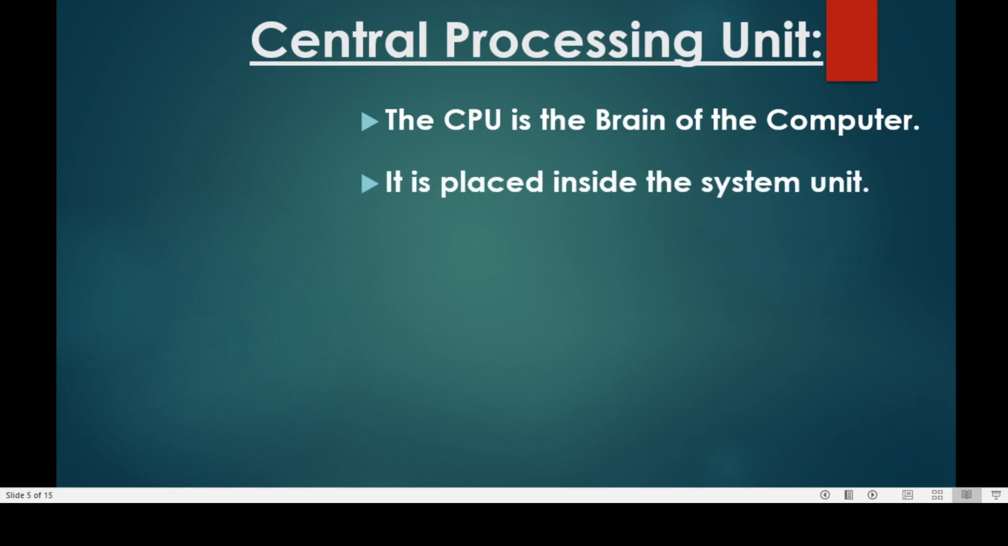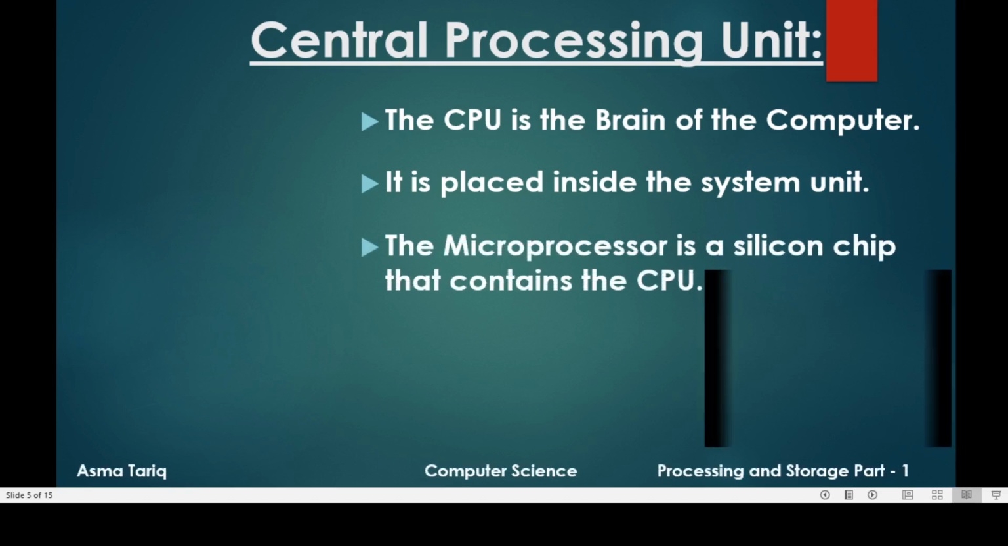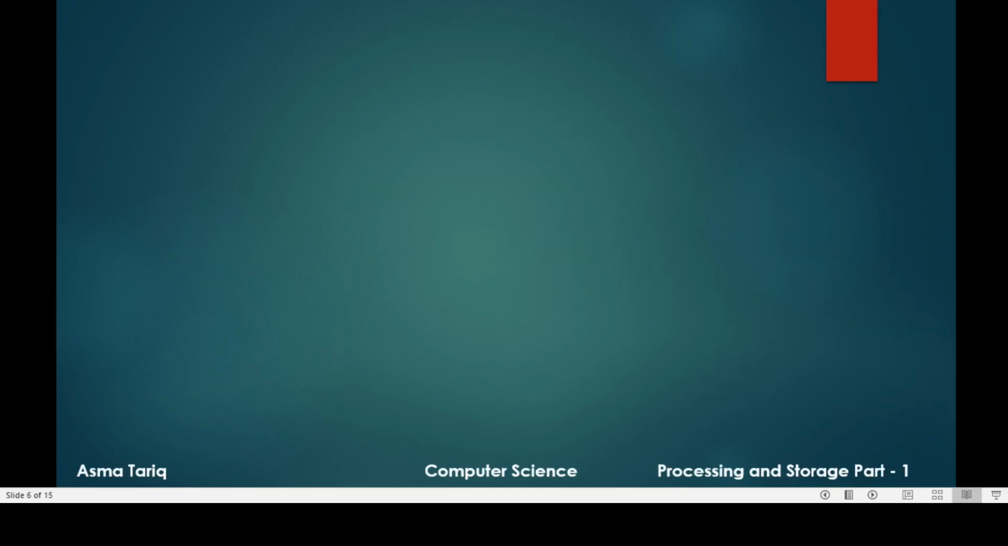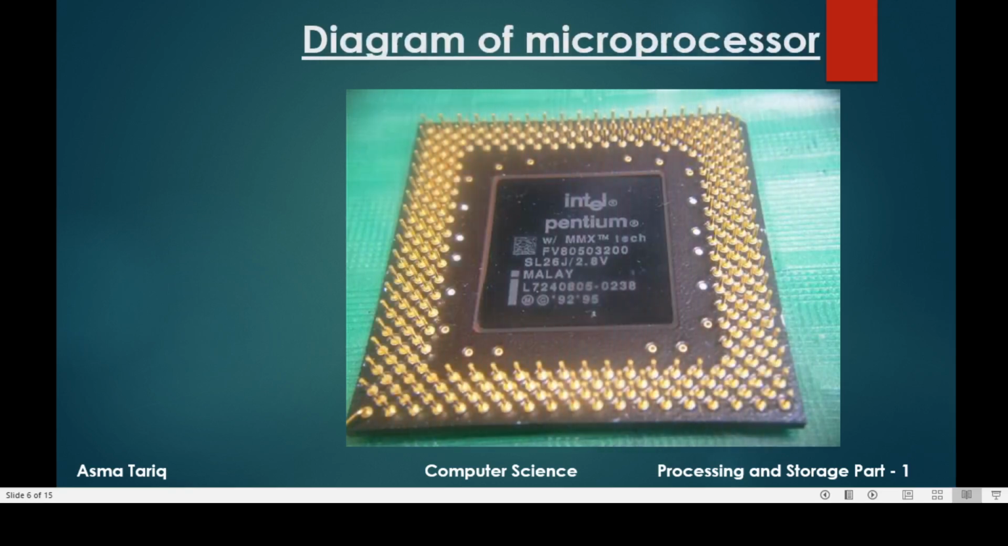The central processing unit is the brain of the computer. It is placed inside the system unit. The microprocessor is a silicon chip that contains the CPU. The CPU is placed inside the system unit. The system unit also contains other internal parts of the computer. This is the diagram of the microprocessor.